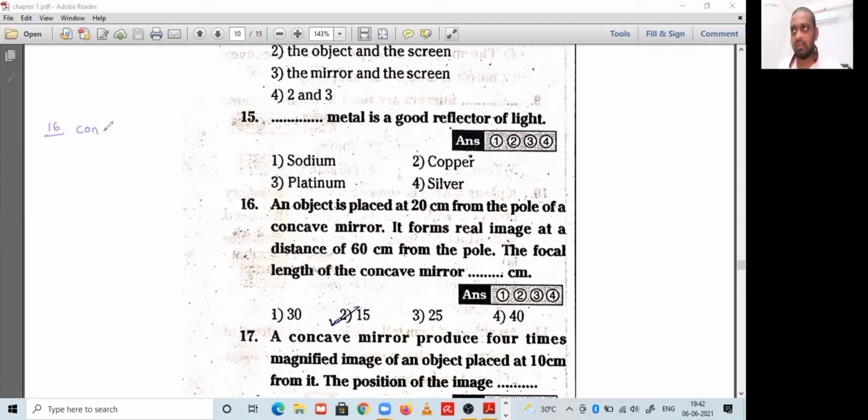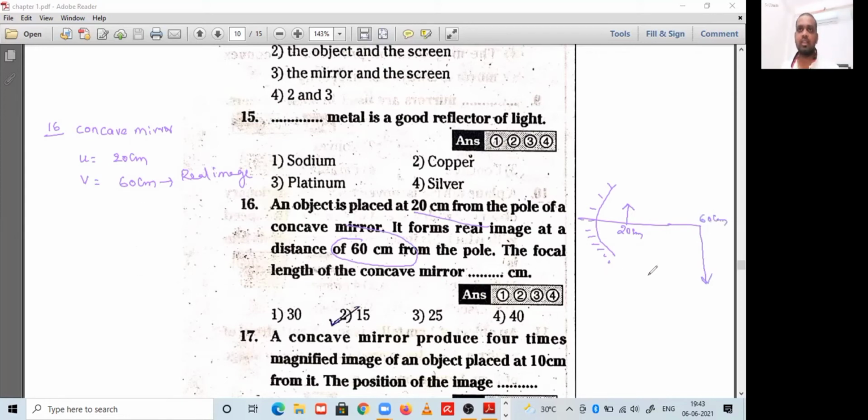First of all, write down the mirror name, concave mirror, and the object distance he mentioned as 20 centimeters from the pole. So it will be 20 centimeters, and the image is formed at a distance of 60 centimeters outside the mirror. It is nothing but the real image. And if you go through the diagram, this is the concave mirror. So look at here, the image is formed at a distance of 60 centimeters. The object is at 20 centimeters, the image distance is 60 centimeters.